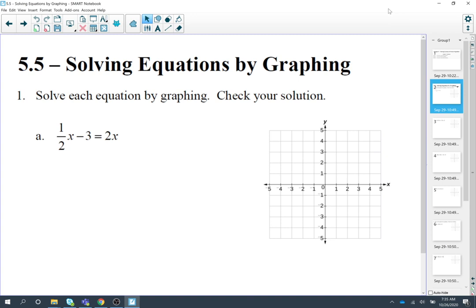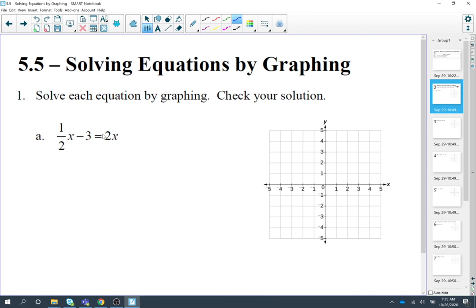Now, the difference here is this is not a system of equations. This is just simply an equation. So in the past, we had y equals something and y equals something else, and we found where those two things intersected, and our answer was a point x comma y. Now this time I just have an equation and I just want to know what x is. I just want to know what value I have to put in there to make this work.